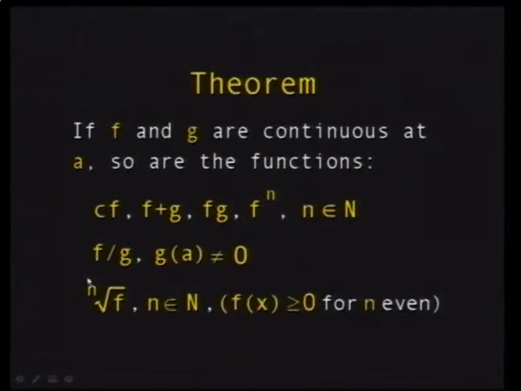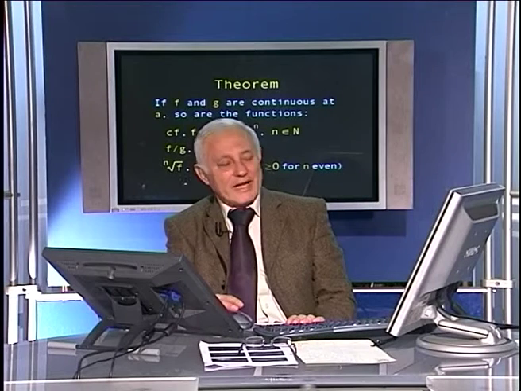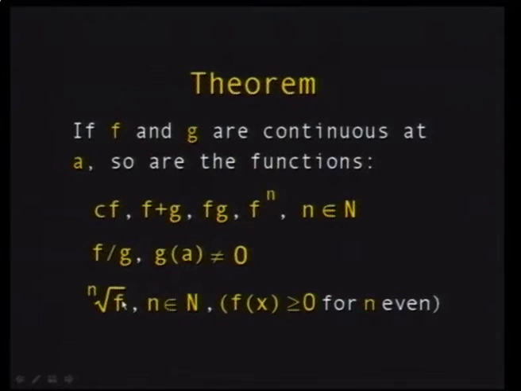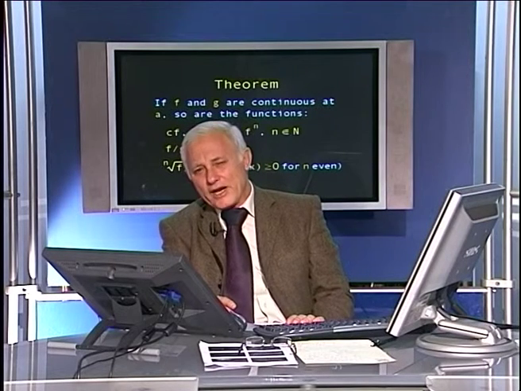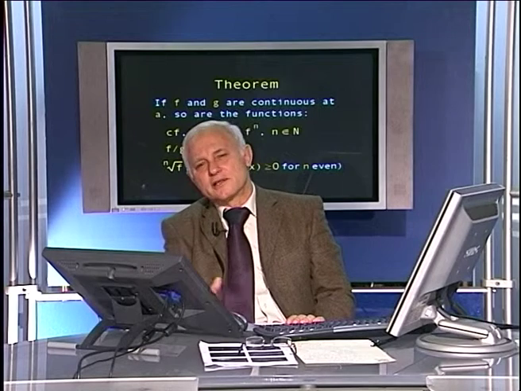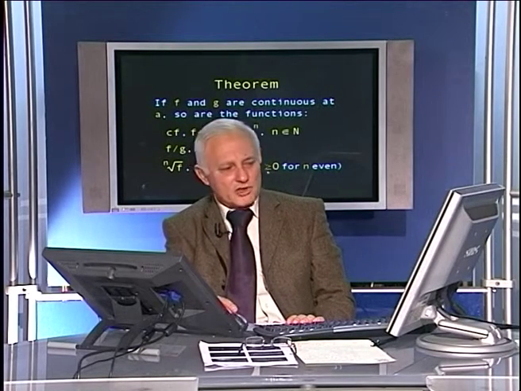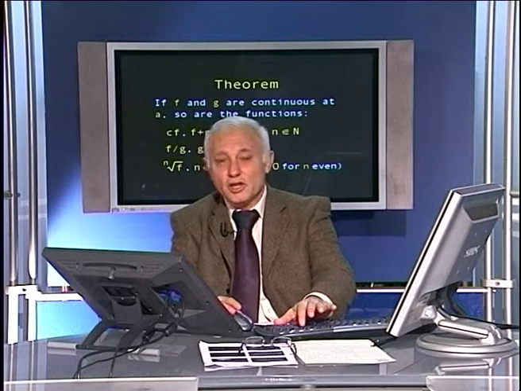Same thing when you have a root, for example, of a function. When f of x is greater than or equal to 0, you have to specify this condition when n is even. But when n is odd, there is no problem, like x to the power one third, for example. X to the power one third is continuous everywhere. But when you have x to the power 1 over 2, then the continuity holds only for all values of x greater than or equal to 0. So here you have all the theorems which you really need.